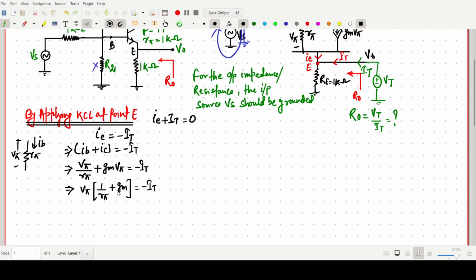Now just think about R pi. The resistance looking from the base side, R pi, will be beta by Gm. That formula you have to know. These are very fundamental formulas, like R pi equals beta by Gm, Rb equals beta plus 1 RE, and RE equals alpha by Gm. These are very important formulas. These three formulas we have to remember.